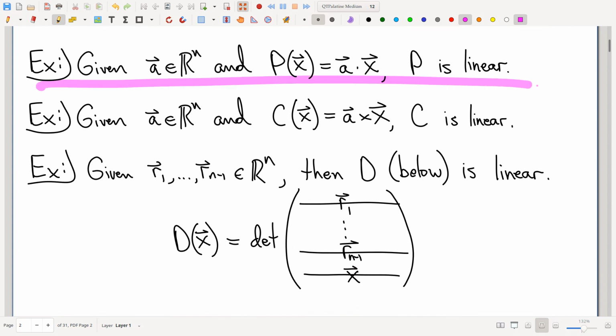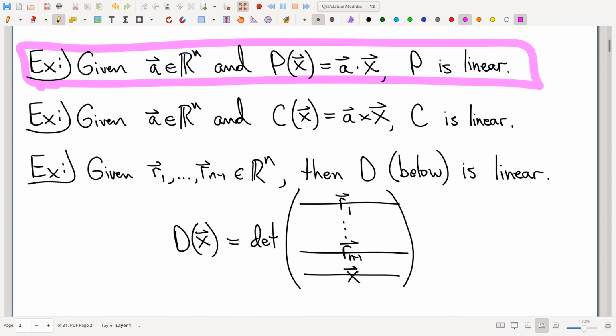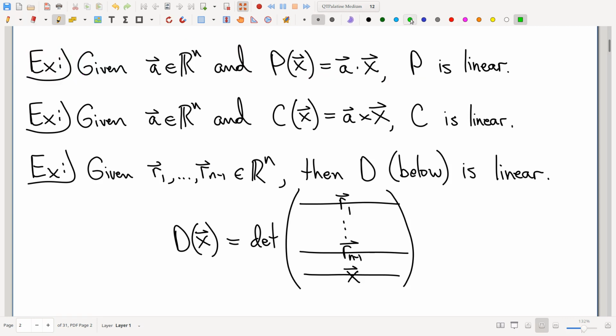This right here is a nice example. A lot of people abbreviate this example as "dot products are linear." Let me explain that terminology. If you look at this function that we're calling p, and look at what that function does to a given input vector x, what is happening to this input vector x? It's being dotted with some given vector a.